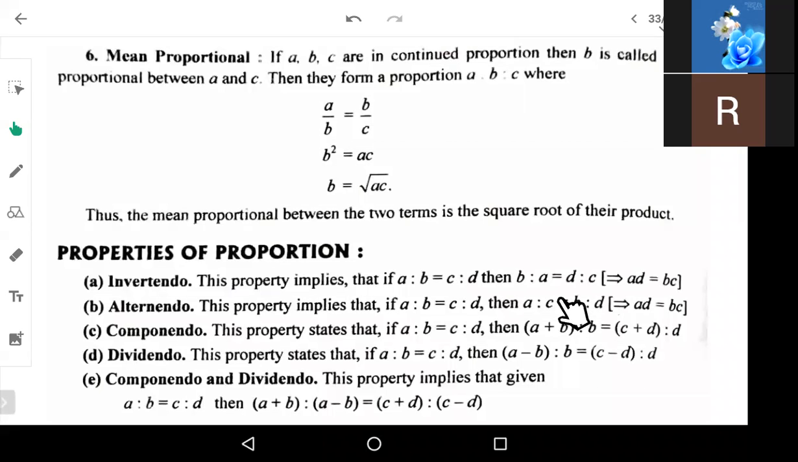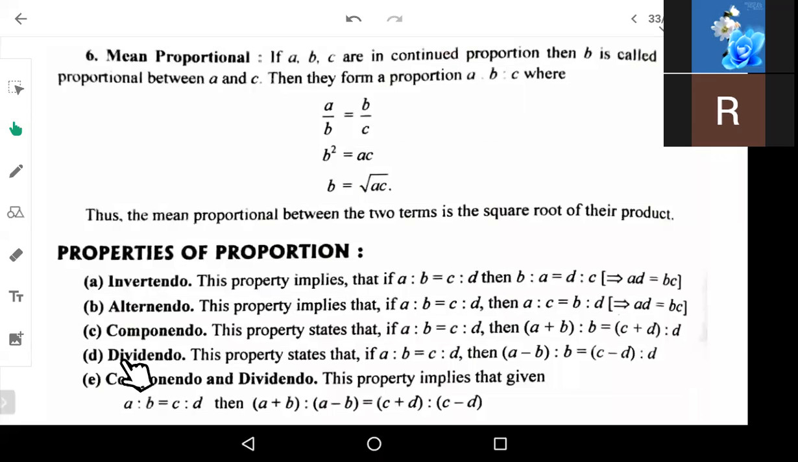alternando. Next, componendo. Now, componendo is if A is to B is equal to C is to D is in proportion, A plus B is to B. Now, in place of A, you have A plus B. It is compounding. So, A plus B is to B plus C plus D is to D. Okay. So, that is your componendo. A plus B is to B is equal to C plus D is to D.